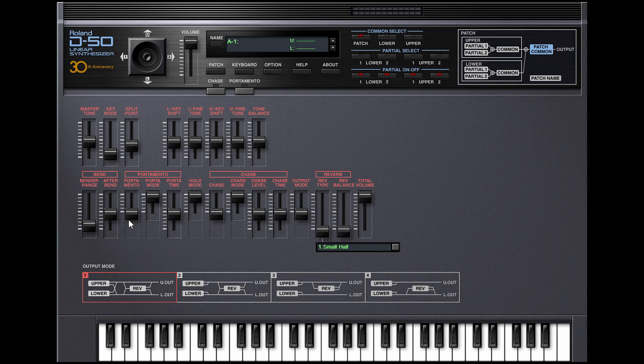Next comes our portamento, so you can turn it off or on. The porta mode lets you affect both upper and lower tones or individually. So for example, we are bending both the upper and the lower tones. In this one is only the lower. And this one is only the upper. So let's leave only the lower one.